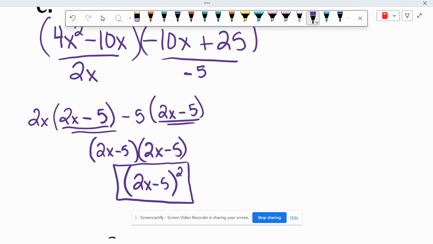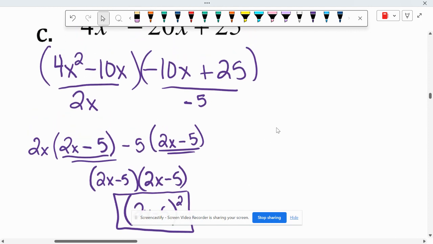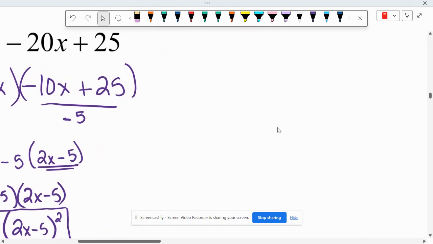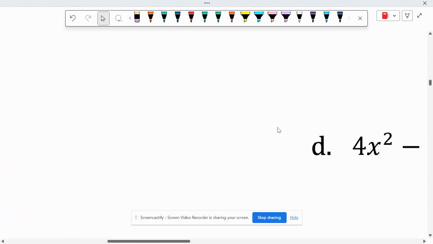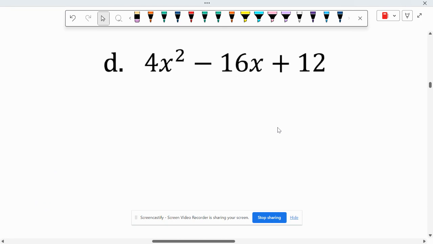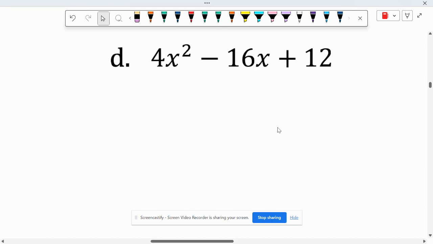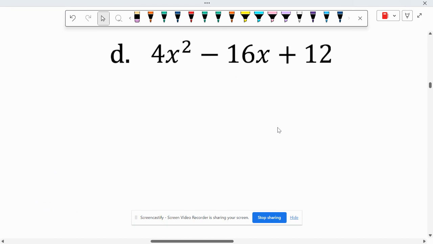Those are called special cases, right? That's the square of a binomial. All right, I'm going to go back up to D. We're on page 5.